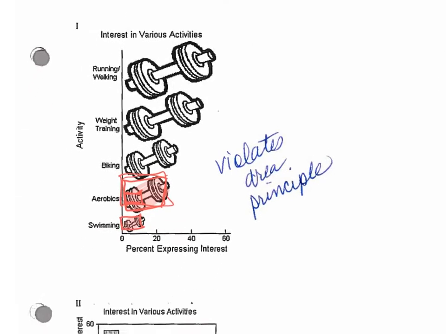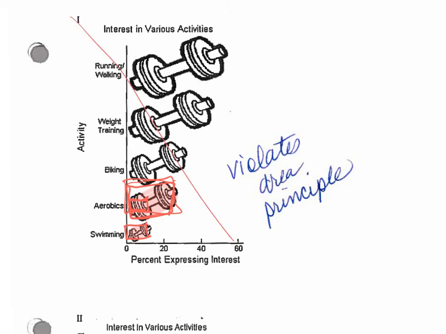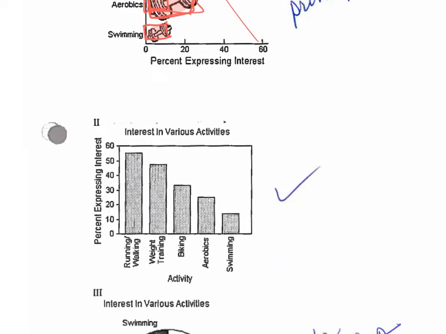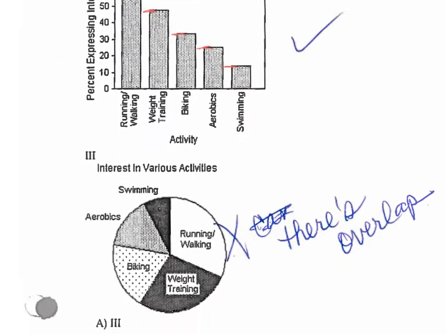So that is a violation of the area principle. So 1 is out. Number 2, when I looked at these amounts and compared them, all of those looked adequate. So at first glance, I think that's okay. So I'm going to go ahead and go on to the next one, check that one out.